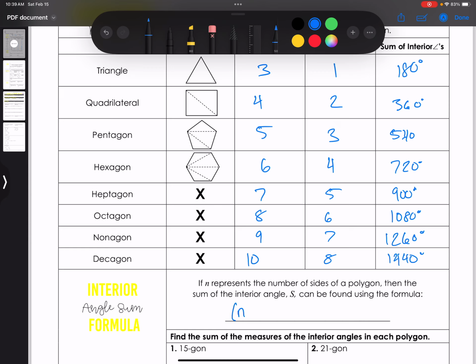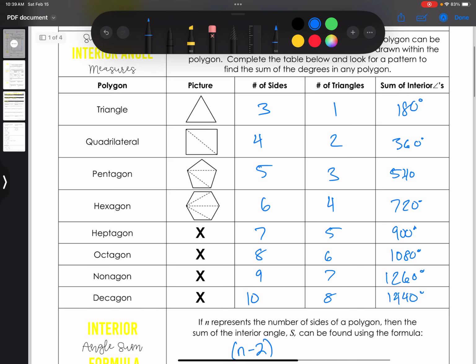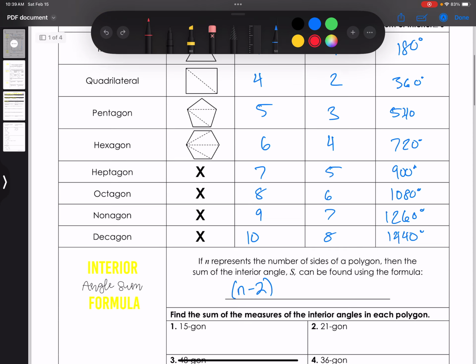So let's look at this. It starts off with n minus 2. Where do you think I'm getting this n minus 2? Where's that coming from? What do you think that is supposed to be representing in this formula? Well, n minus 2 is just giving us the number of triangles that are in the shape. So n minus 2, we take the number of sides, subtract 2, and this number here is the number of triangles that can be made in that figure.